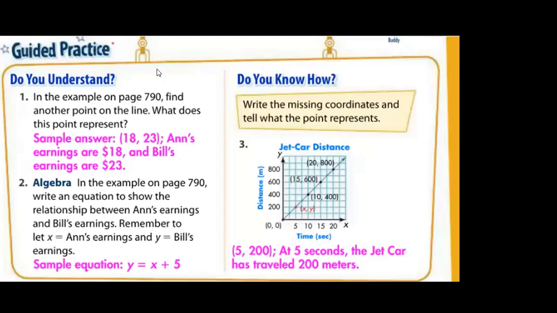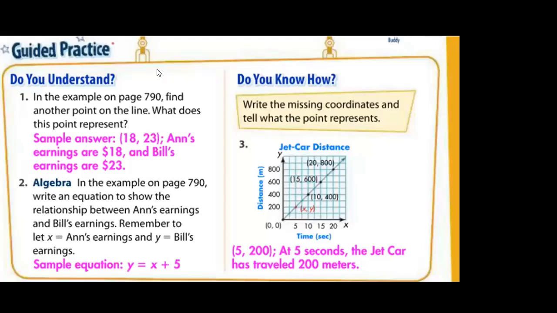Question number 1 in guided. He asked you in the example on 790: find another point on the line. What does this point represent? Listen, Usaid. From the first, I told you that all the statements, all the tables, all the graphs represent the relationship between two persons' earnings. Each one earns an amount of money in the week. You heard me, my dear? Yes.